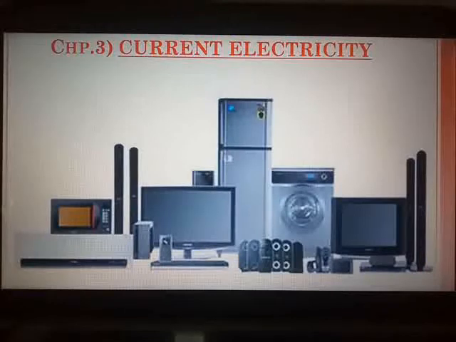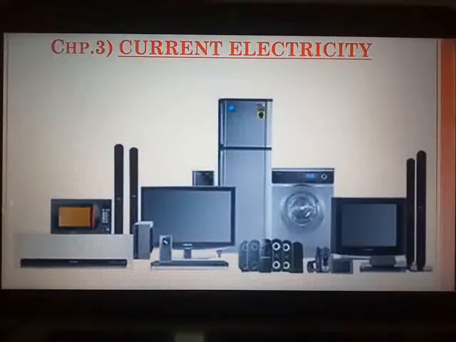We all depend on it for almost everything in our day-to-day life, and you really come to know its importance when the current goes away, when there is a current failure. That time you come to know about the importance of electricity. And in this chapter we are going to study, scientifically, the different concepts related to current electricity: how current is produced and what the different terms related to it are.